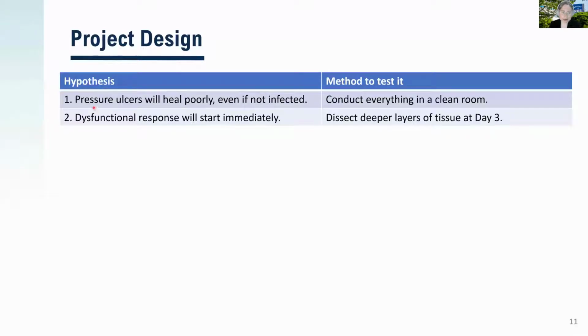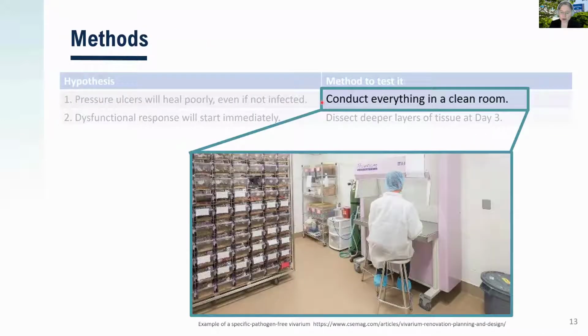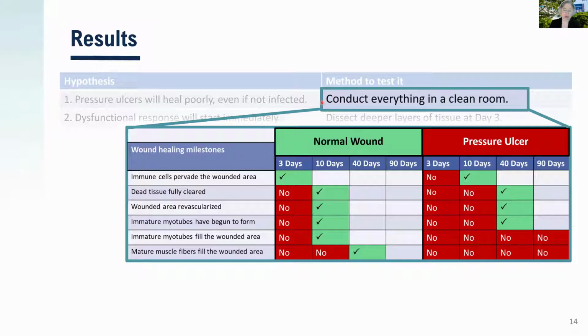So to test the poor healing, we're going to conduct everything in a clean room. So these are specific pathogen-free conditions. The mice live their whole lives as if in an operating room. And the results show that if we go through wound healing milestones, this is a Gantt chart, a normal wound, and for normal, what we did is we killed off the underlayers of tissue at the scruff of the neck in the mice by injecting a toxin.